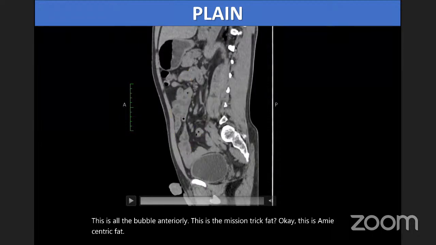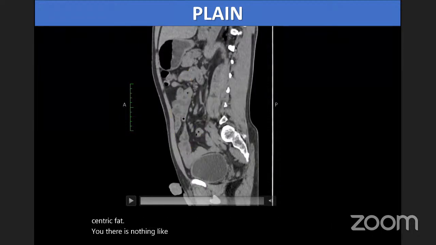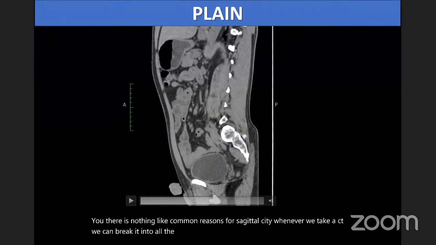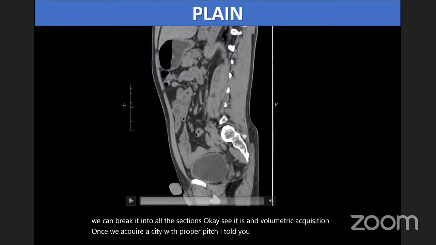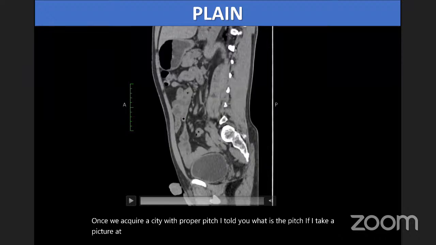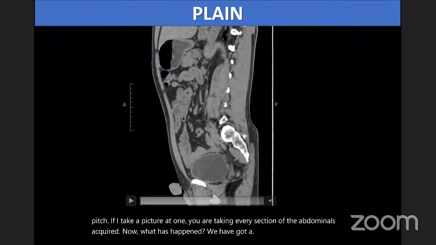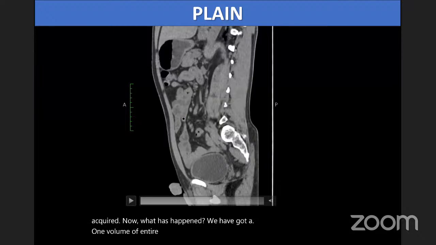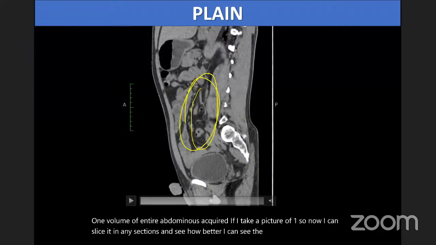See, there is nothing like common reasons for sagittal CT. Whenever we take a CT, we can break it into all the sections. CT is a volumetric acquisition. Once we acquire a CT with proper pitch, I told you what the pitch is, if I take a pitch of one, every section of the abdomen is acquired. Now we have one volume of the entire abdomen, so I can slice it in any section and see how better I can see the mesentery. Even if you had a doubt then, now I'm very clear about it.